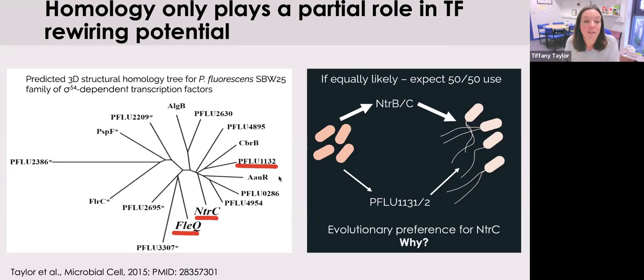So this suggests to us that, okay, it is rewiring through an alternative transcription factor, but this is also not the most homologous to FLEQ. If anything, it's even less homologous. So homology can't be explaining this pattern. So what else is going on to explain this evolutionary preference for NTRC? And so what Matt did is he compared this commonly utilized rewiring pathway with this alternative rewiring pathway to try and understand the differences and the similarities between them.